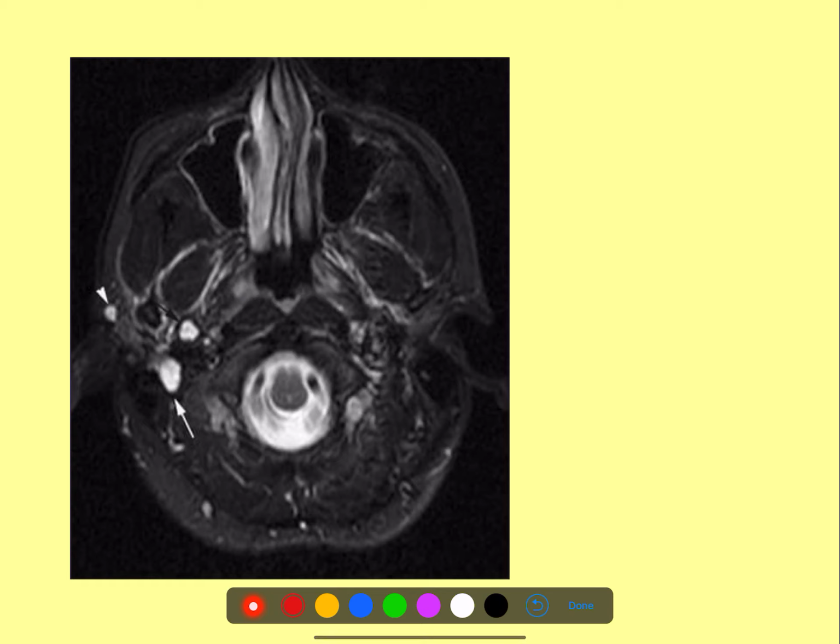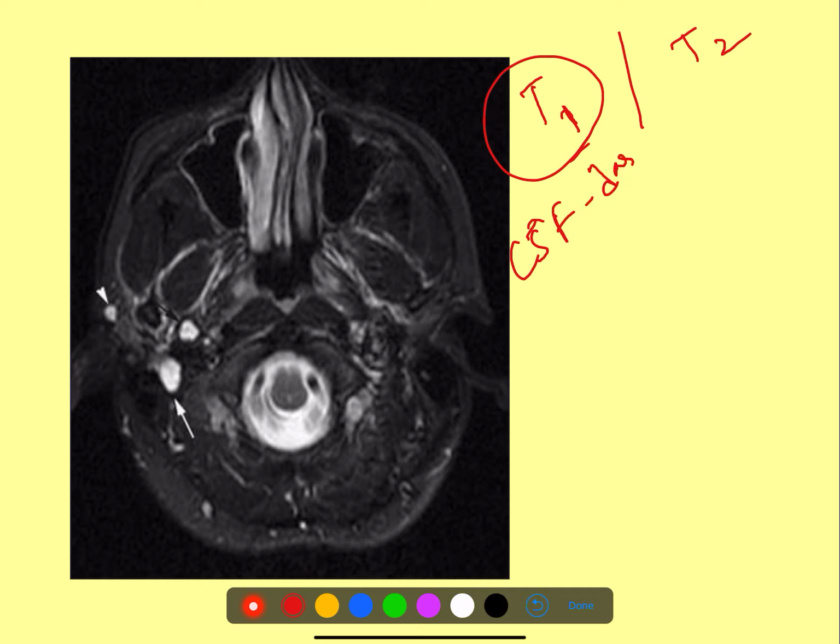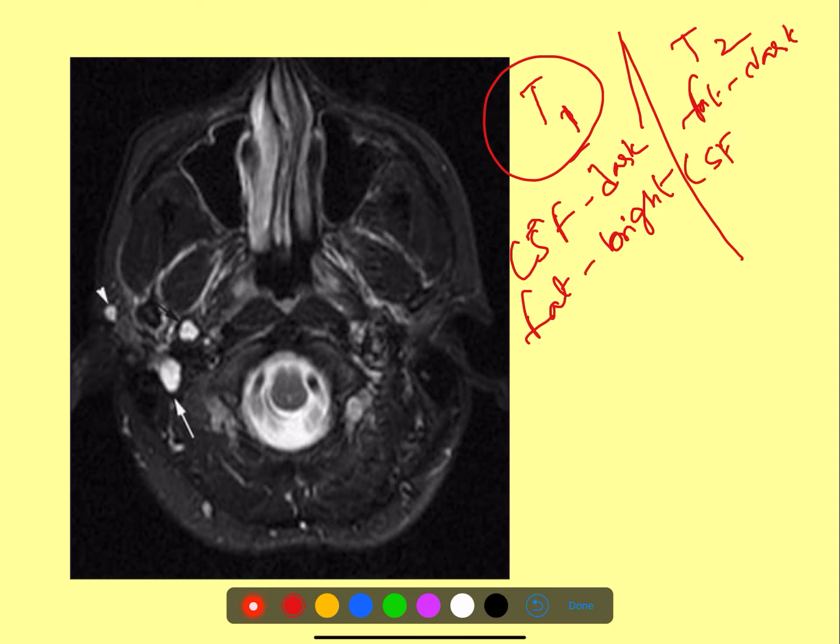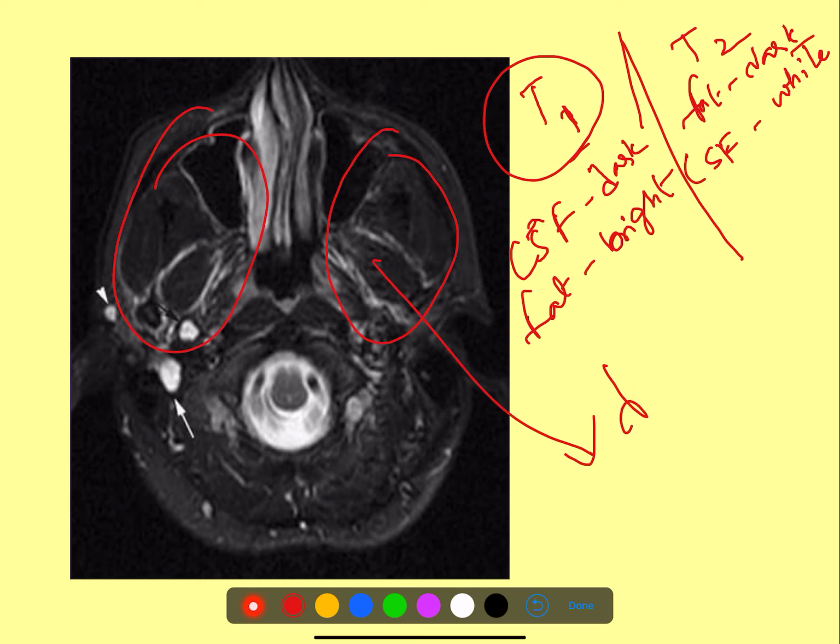So this is whether a T1 weighted image or a T2 weighted image. So you have to go into the differences between T1 and T2. T1 will have CSF dark and fat is bright. But if you go into the T2, the fat will be dark and CSF is white. So here all the fat present is dark.